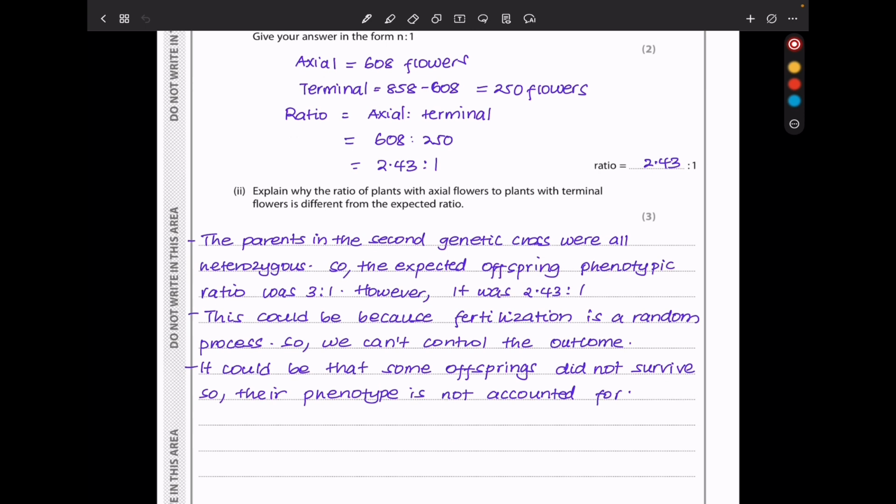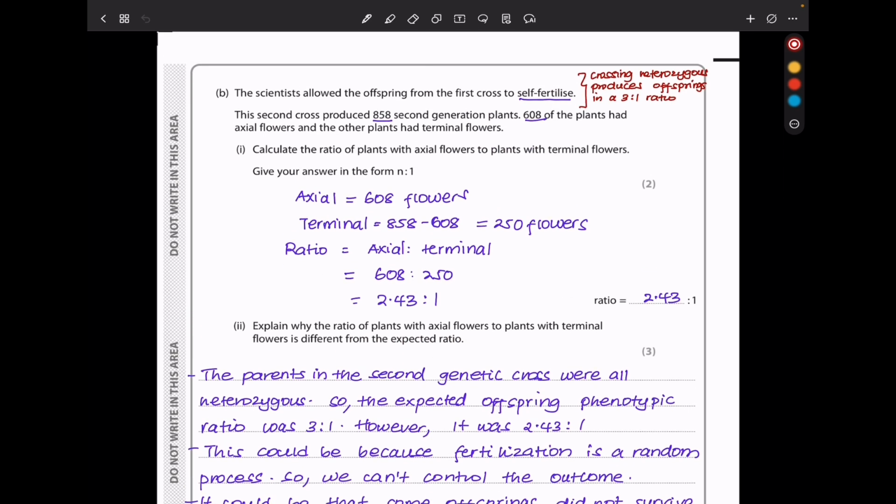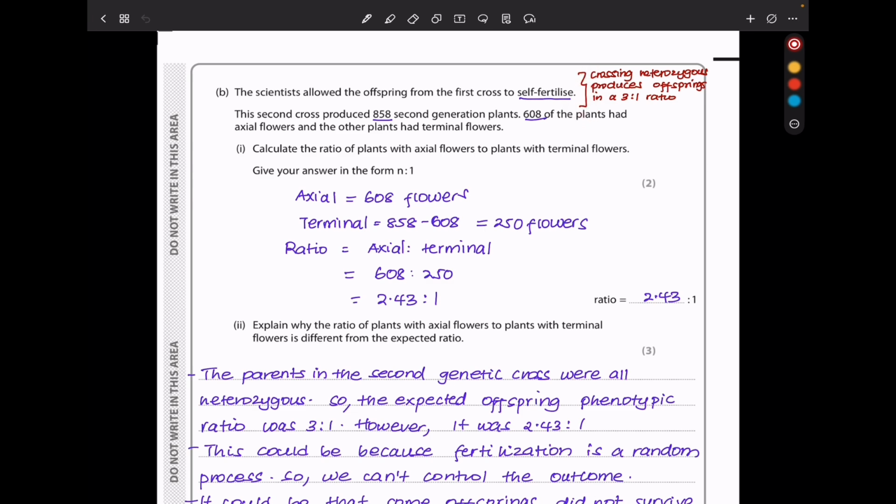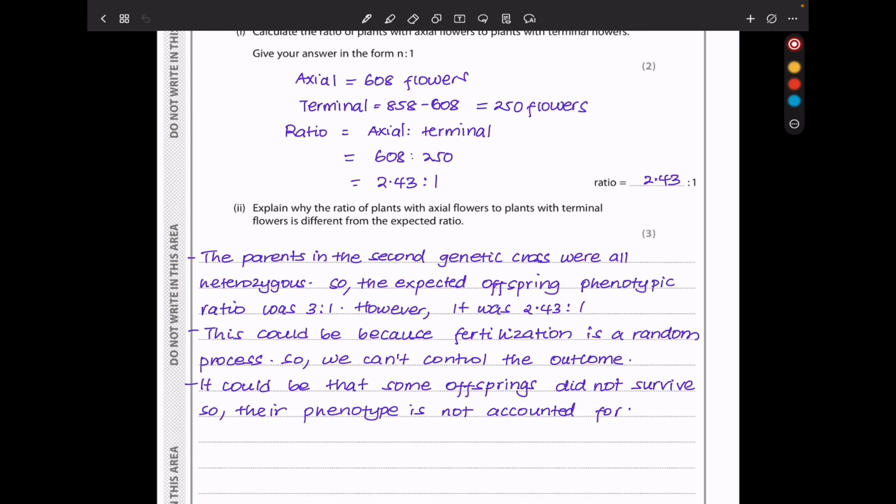Next, they say explain why the ratio of plants with axial flowers to the plants with terminal flowers is different from the expected ratio. If I take you back here, we can see these were all self-pollinated, and since they were all heterozygous, when heterozygous go through self-pollination, the ratio of the offspring is going to be 3:1. So the expected phenotypic ratio is 3:1, but the observed phenotypic ratio is 2.43:1. It means there could be some differences.